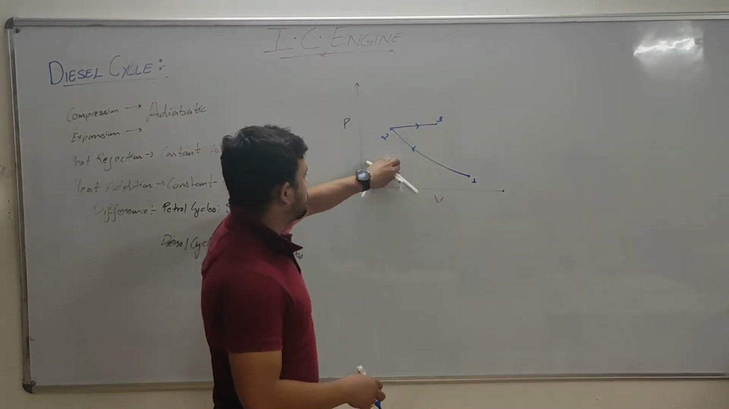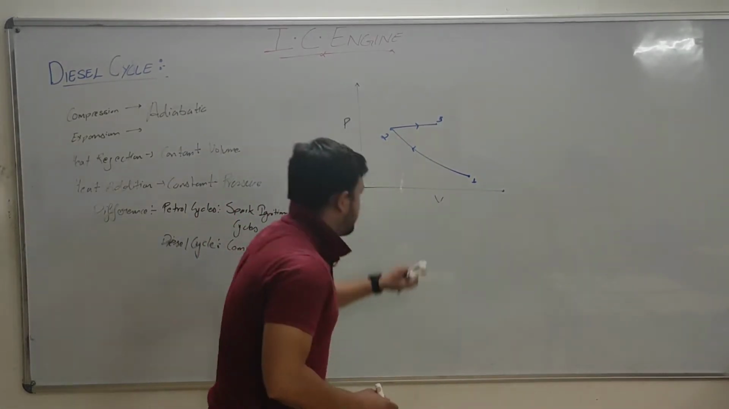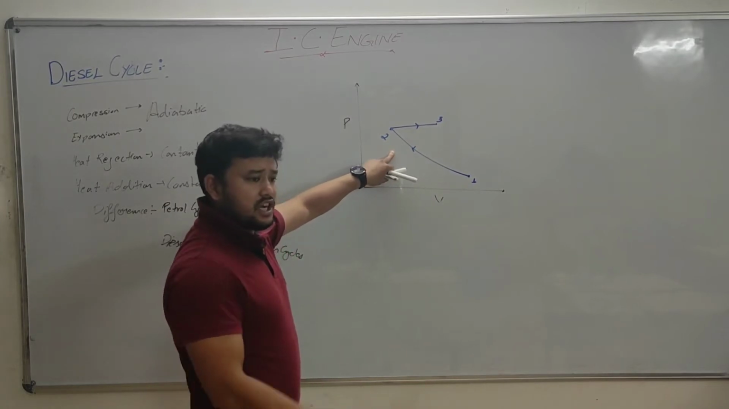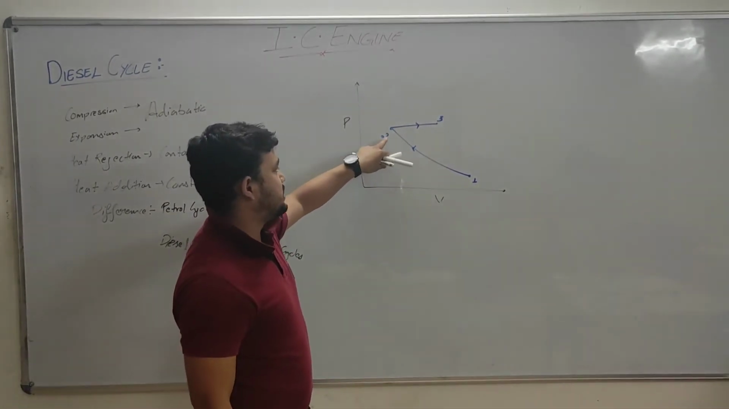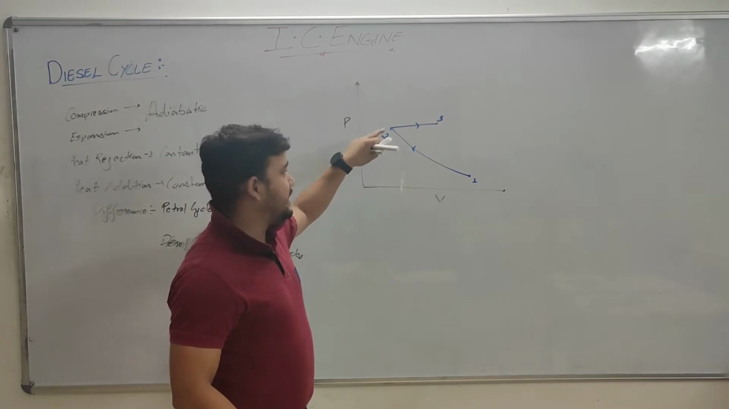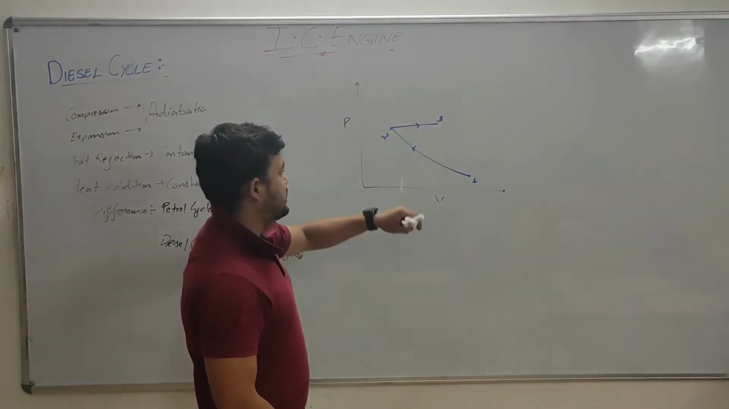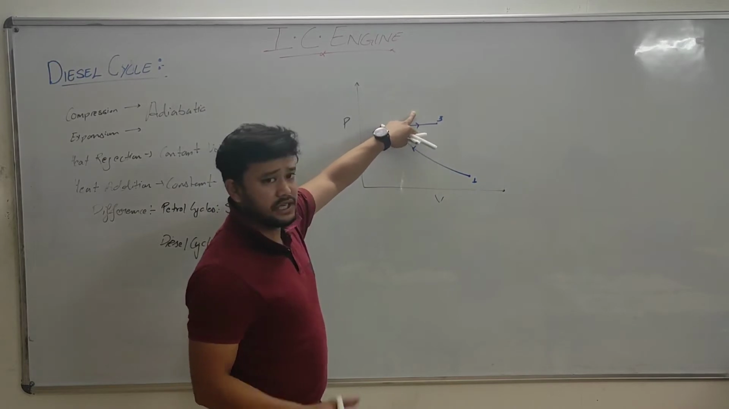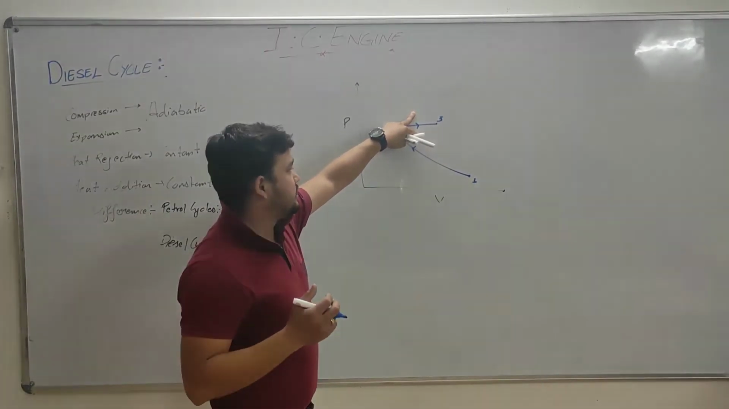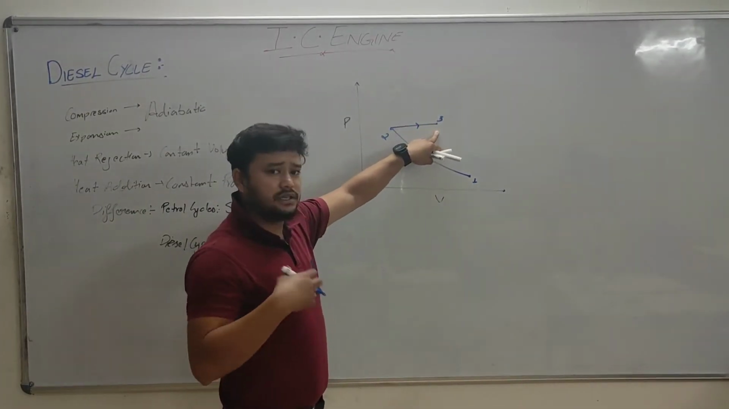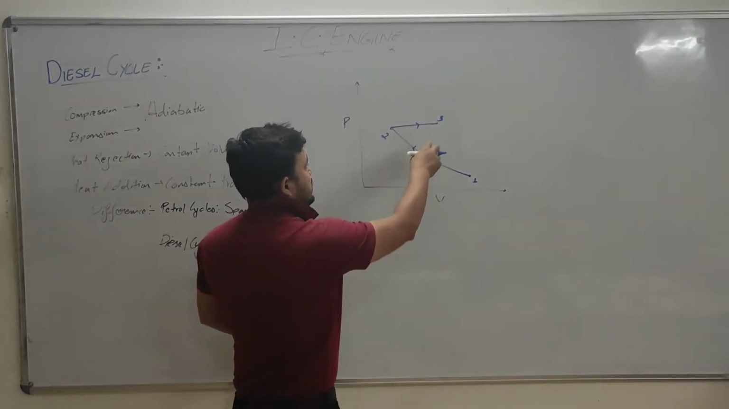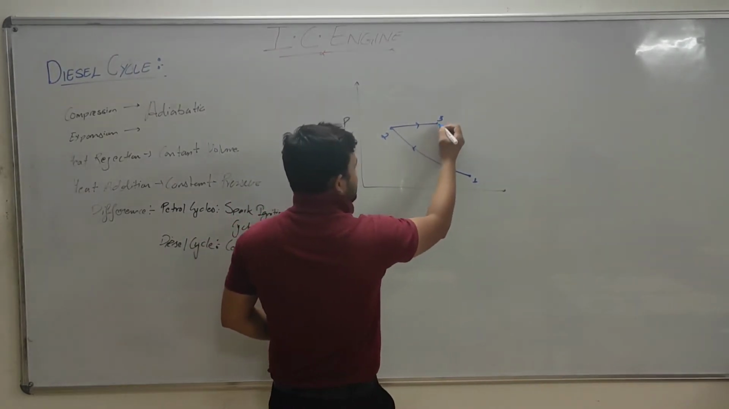So from 1 to 2, adiabatic compression takes place. Now the charge gets compressed to the maximum extent. From 2 to 3, there is heat addition at constant pressure. Now the piston remains at its position, and because of the compression, the temperature and pressure of the gas increase, and from here to here it ignites by itself. Now from 3 to 4, adiabatic expansion takes place.